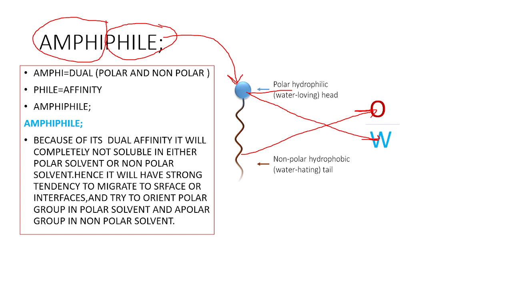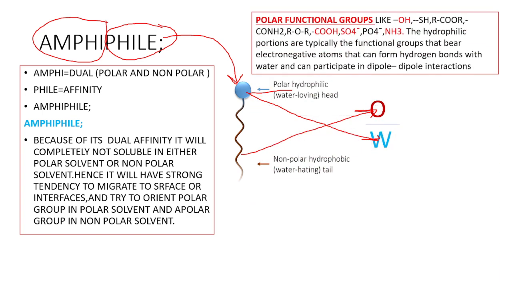Next, see how this polar functional group is hydrophilic, meaning how it is soluble in water. The polarity of the head is due to the presence of some polar functional groups. The major functional groups are alcohol, carboxylic acid, sulfate, and amine groups.